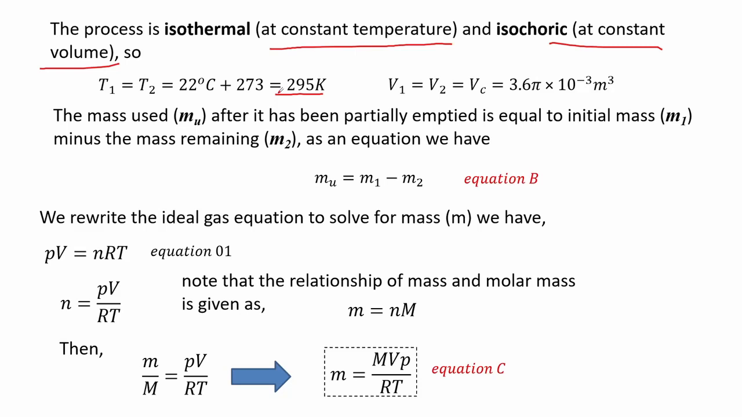Similarly, the volume before and after the gas is released, V1 and V2, are equal. The mass used, noted as mu after it has been partially emptied, is equal to the initial mass m1 minus the mass remaining, m2. We write this as equation B. We rewrite the ideal gas equation to solve for mass m and take into consideration the relation of molar mass, and we have equation C.